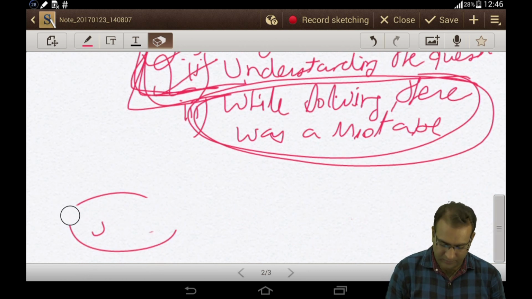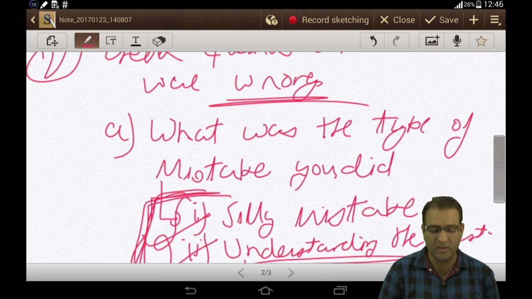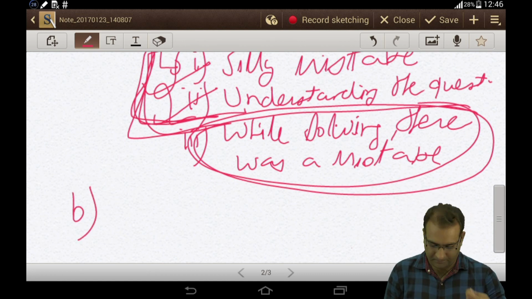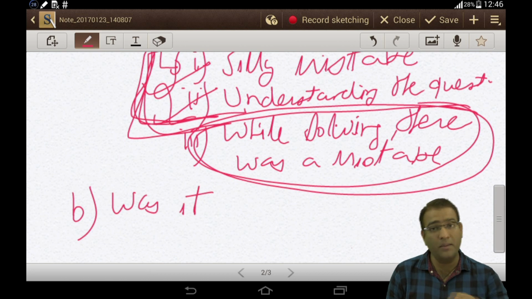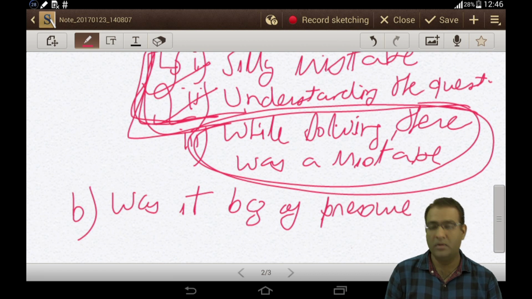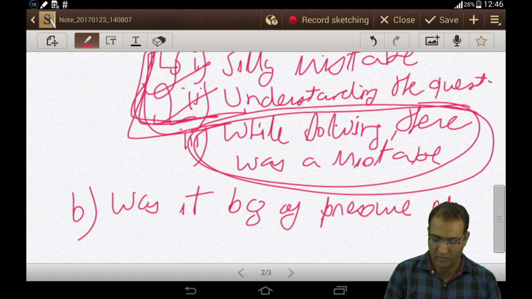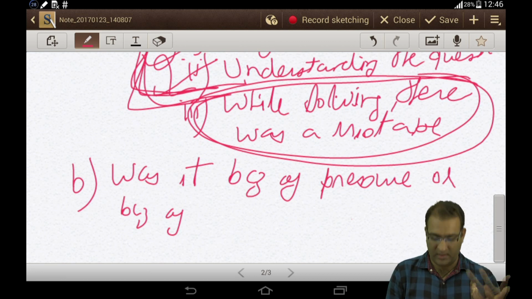Right? And number 2, in the same thing, in the questions which were wrong, number B, which you have to check is, was the mistake, was it because of pressure? Was it because of pressure? No, the next point is important. Or because of ambience, because of surroundings.